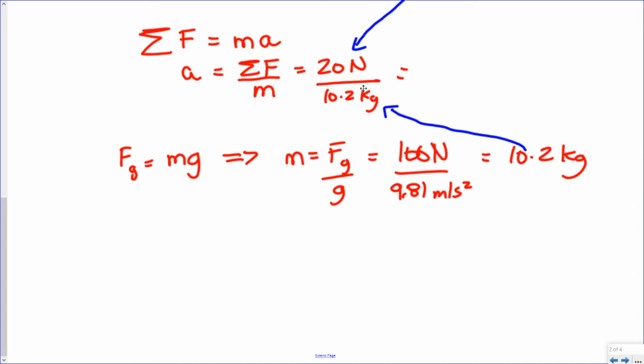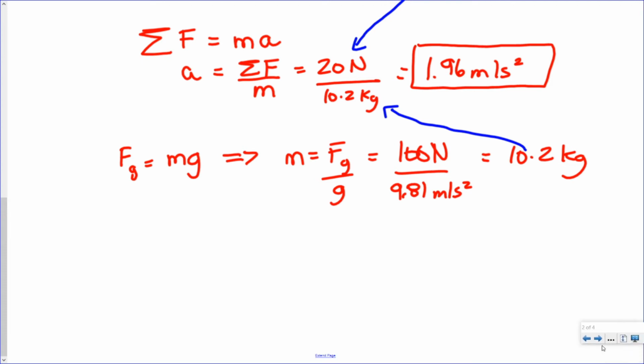So let's finish off the question. So 20 divided by 10.2 gives me 1.96 meters per second squared. And does that make sense that it would be a non-zero acceleration? Absolutely, because we only had a force pointed to the right. So this is going to tell us it will accelerate at almost 2 meters per second squared to the right.